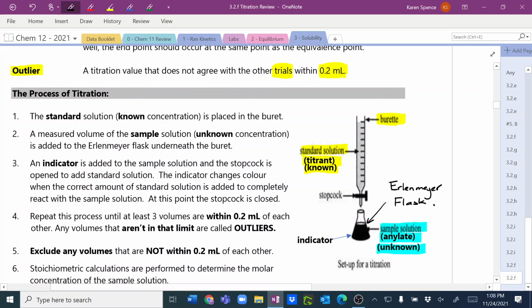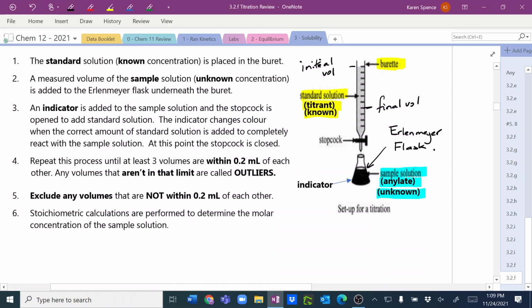And then we drip, drip, drip, drip, drip. So we measure our initial volume, and then somewhere or other we'll finish and we'll get our final volume, and then we'll find our volume delivered. How do we find the volume delivered? How do we find how much was dripped out of the burette? Final minus the initial. Okay, just a quick reminder that that's how you do that.